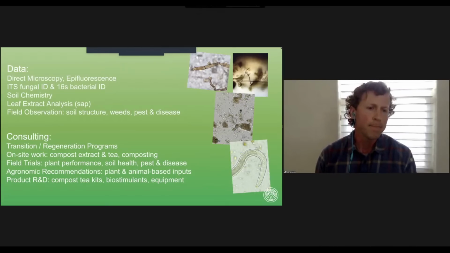So for consulting, transition and regeneration programs are a big part of it. A lot of times we're working with growers who are either trying to make that transition from conventional, or perhaps they're already organic or certified organic, but they want to be more biologically focused. And so it can take a little bit of time to look at their current management program, and then where we can make changes, things that might be able to stay and things that probably need to go so we can do what we're trying to do.